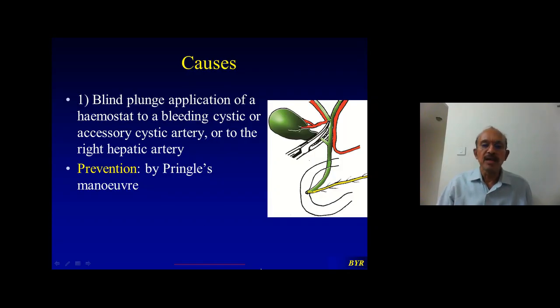What is Pringle's maneuver? Yes, clamping the blood vessels and bile duct in the foramen of Winslow. Yes, very good. That means obstructing the inflow into the liver.